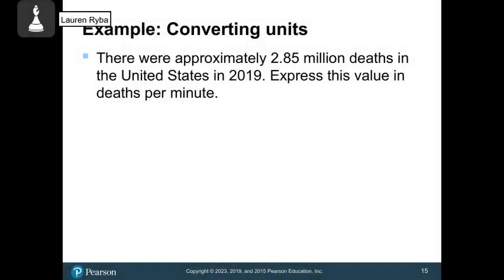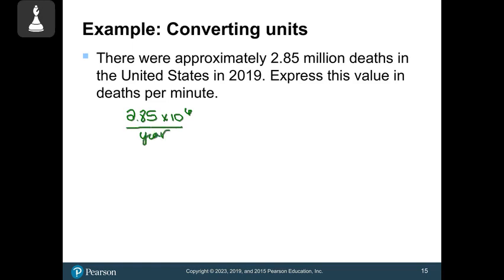Another way that we can put numbers in perspective is by converting these units. So there were approximately 2.85 million deaths in the United States in the year 2019. We want to figure out how many that is per minute. Now, I could have asked per day, per hour, per second. I could have changed the value, but we're going to do minutes. So 2.85 million means 2.85 times 10 to the sixth power. And that is per year.